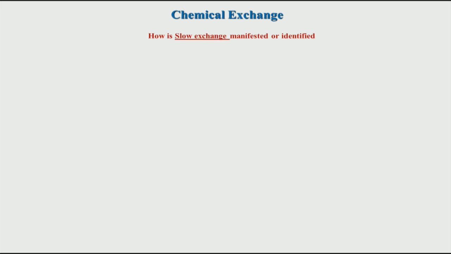So, let us see now how slow exchange can be identified. We raised this question that I will see 2 different peaks, but how do I know that these 2 peaks are coming from slow exchange or not? So, a very simple idea. Let us take an example, where we are doing a ligand binding experiment. A ligand is binding to a protein, we will call the protein B, and the ligand we will call A, and when it binds, it will form a complex like this.